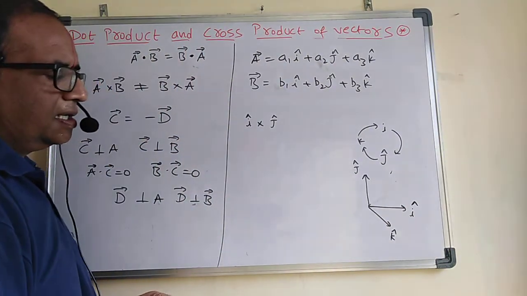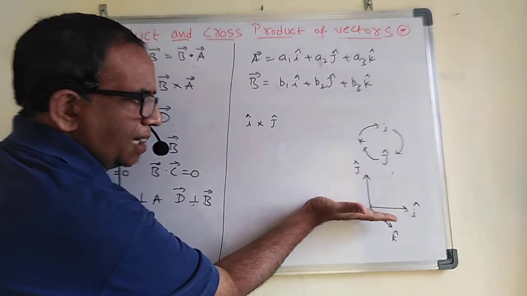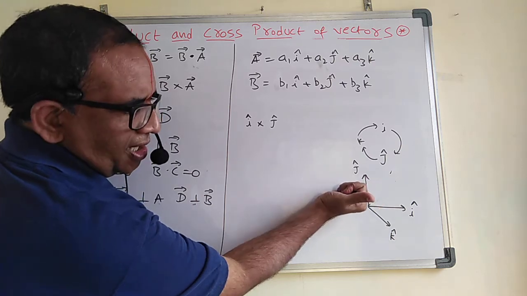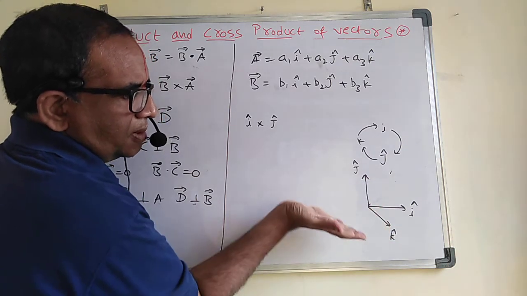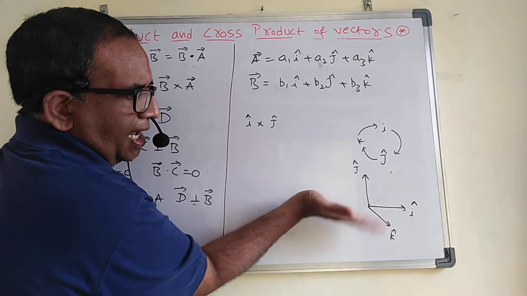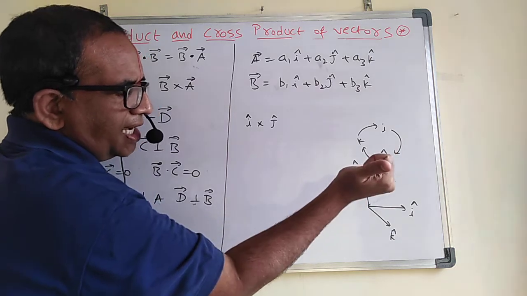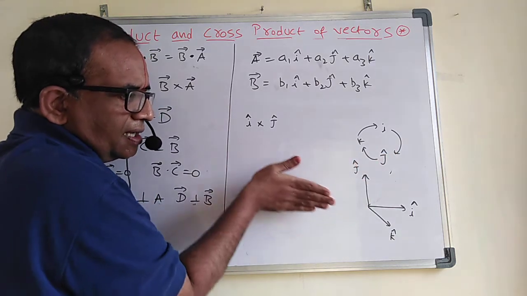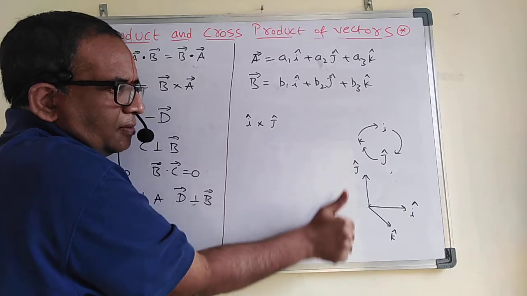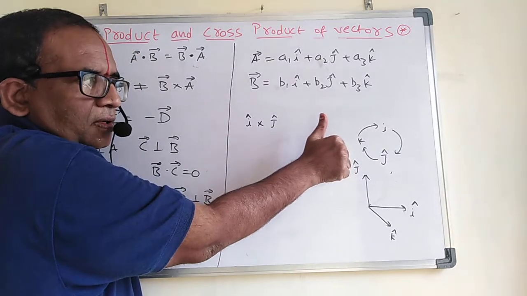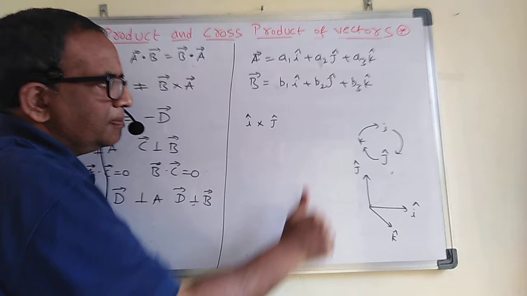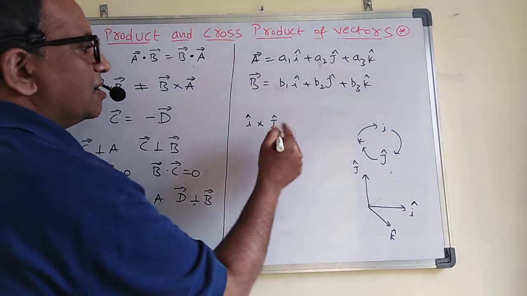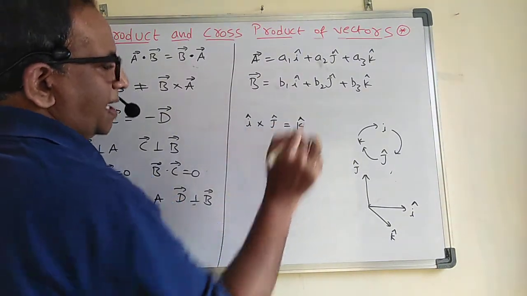See carefully, this one is i. Moving towards j, what do you get here? You get k cap. Suppose for example you are doing k and i, you are getting j cap. Are you understanding, sir, what I am saying here? So i cross j will be k cap.